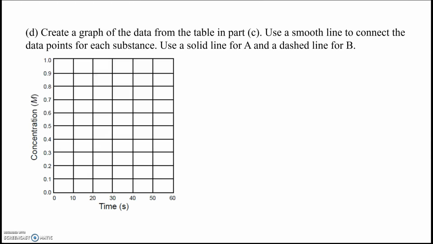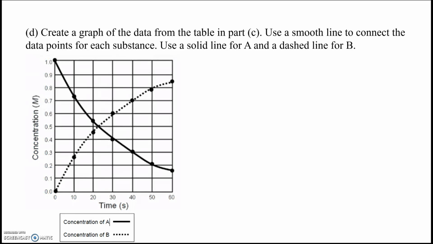We want to do two lines, one for A and one for B. So one for A, the reactants, and one for B, the products. And when we do that, we're going to do a solid line for A and a dashed line for B. When we graph it, we get this.